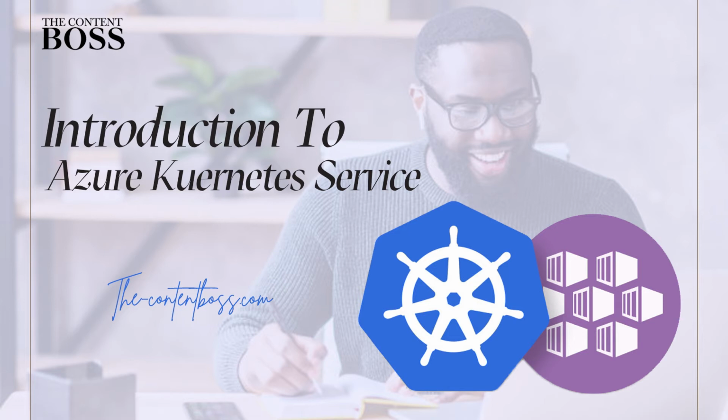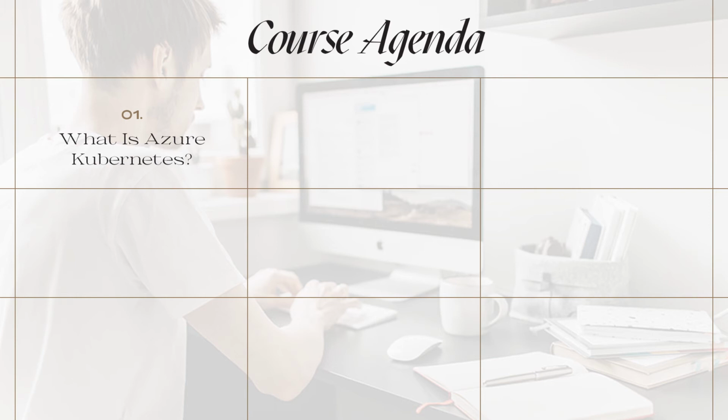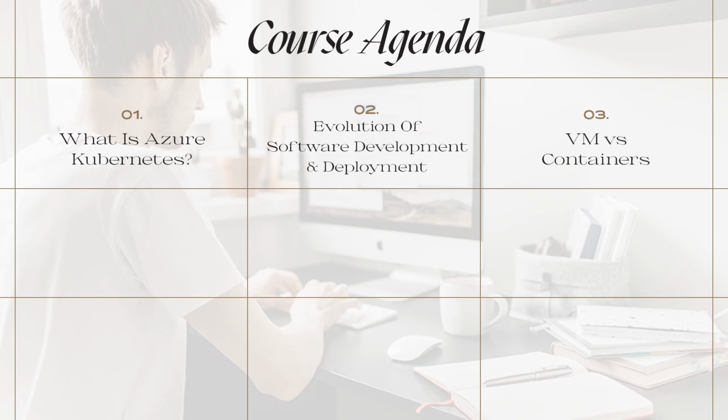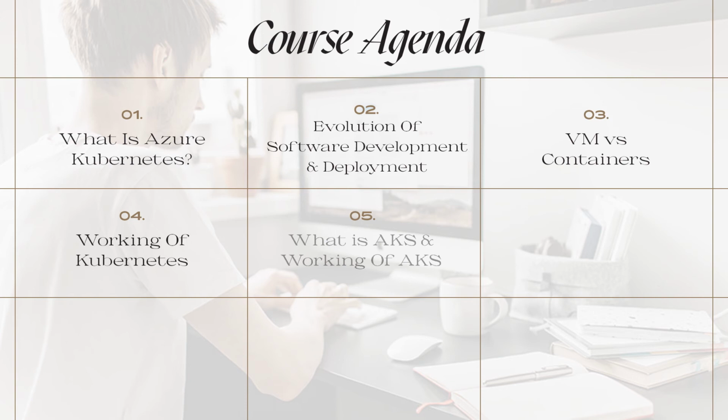Now let us go ahead and take a look at the agenda for the course. Taking a look at the agenda, we'll be talking about the following pointers. Let's start by understanding what Azure Kubernetes is, but to understand that we would need to get into the details of topics like how software development and deployment has evolved. We'd also understand virtual machines and containers.